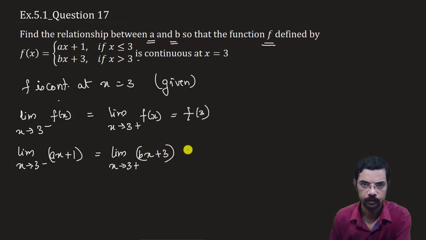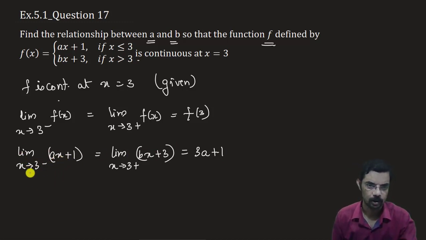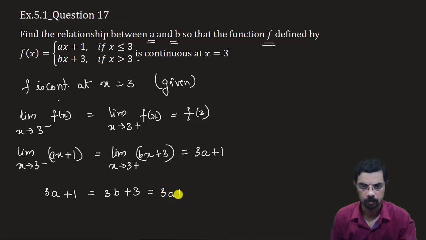And what is the value of the function at x equal to 3? It is defined from this case, so we have ax plus 1. When you put x equal to 3, we have 3a plus 1. So therefore we shall find the value of a and b from these equations. When you put x equal to 3, it is 3a plus 1 is equal to 3b plus 3, and that is equal to 3a plus 1.